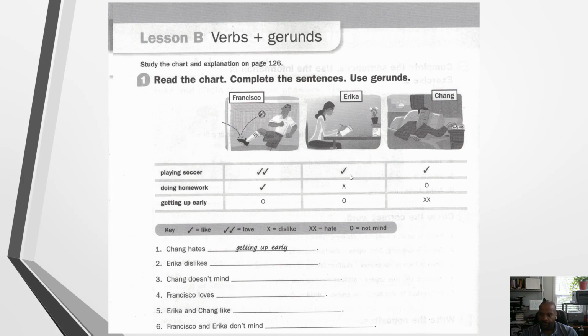Erica and Chang like, so something that they both like, playing soccer. And then number 6 is Francisco and Erica don't mind, so they don't mind getting up early. So that's what I got. Now hopefully you got the same thing. If not, let's look over our chart again and pay very close attention to our key, to see what people like, what people love, what people dislike, what people hate, and what people don't mind.